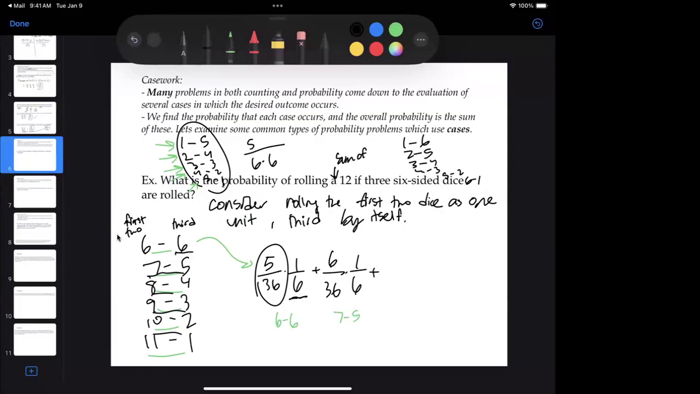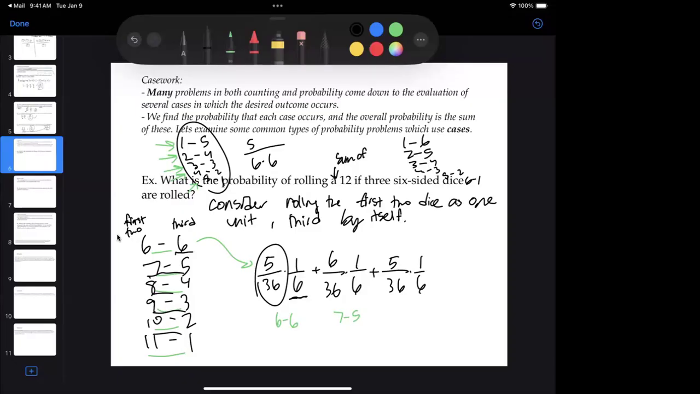And then when it comes to 8, there are 5 cases again. Because you can't roll a 7 on a die, right? So you count 6, 2, and then 5, 3, and then 4, 4, and then 3, 5, and then 2, 6. So that's 5.